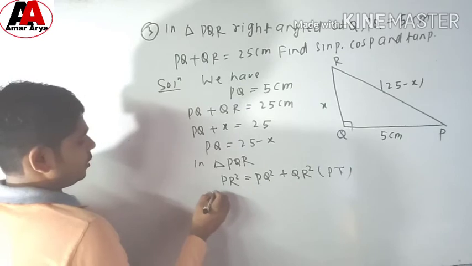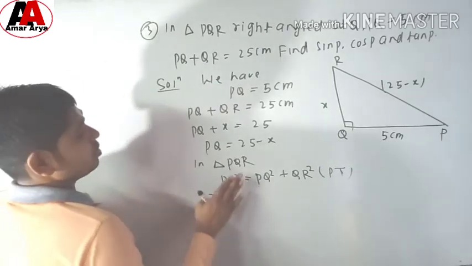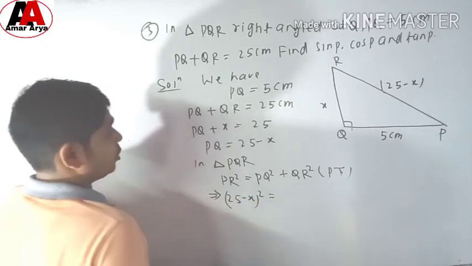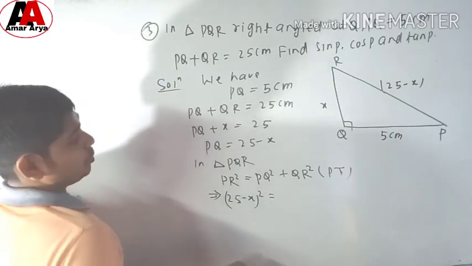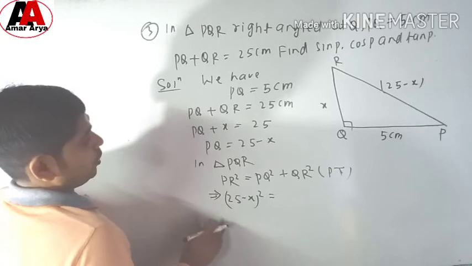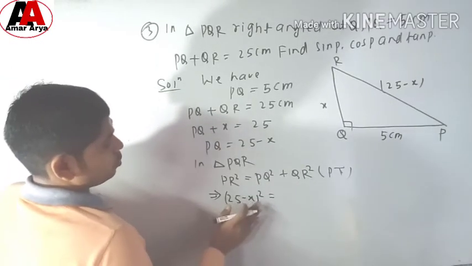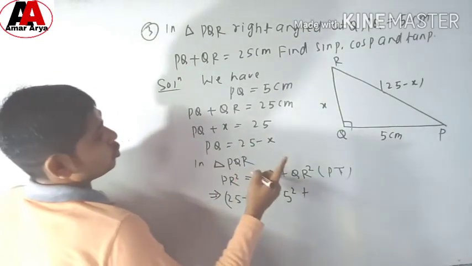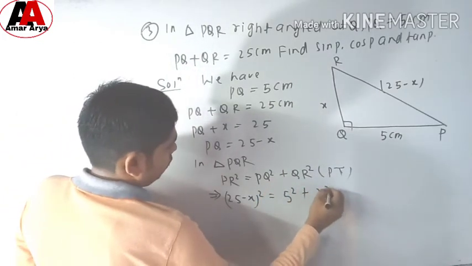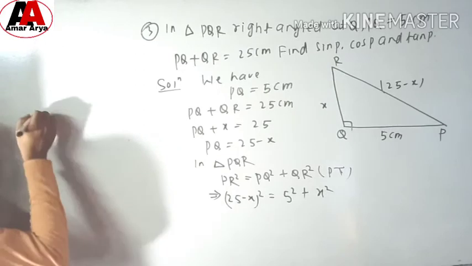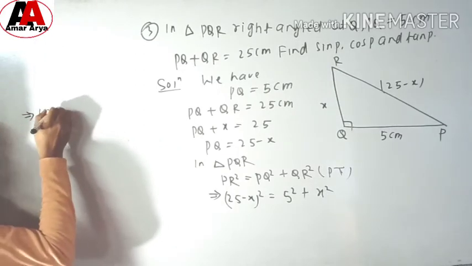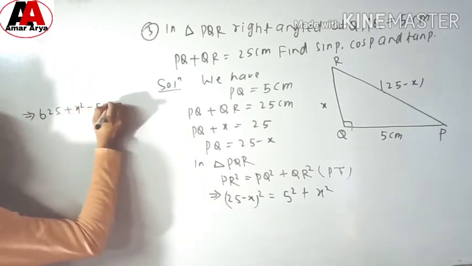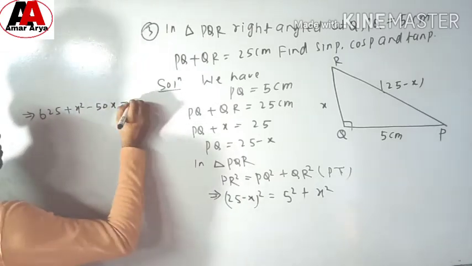The value of PR is 25 minus x whole square, PQ is 5 centimeter, and QR is x. Please expand it. Using a minus b whole square, we get 625 plus x square minus 50x, and here is 25 plus x square.